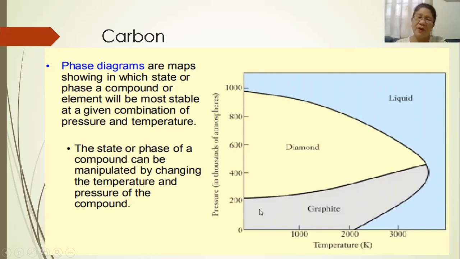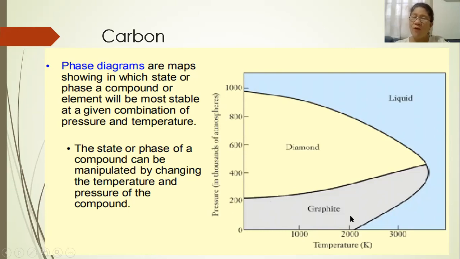The graphite has a pressure of 200 and a maximum of 400. So this is in between graphite. Graphite can be heated up to 3,000 degrees Kelvin. But diamond is different. As you look into it, diamond needs a higher temperature in order to change its phase.